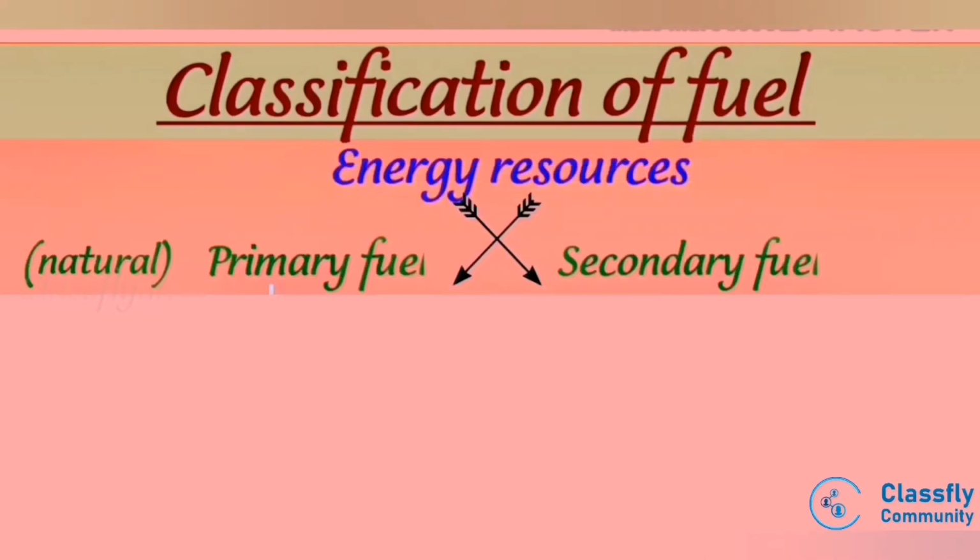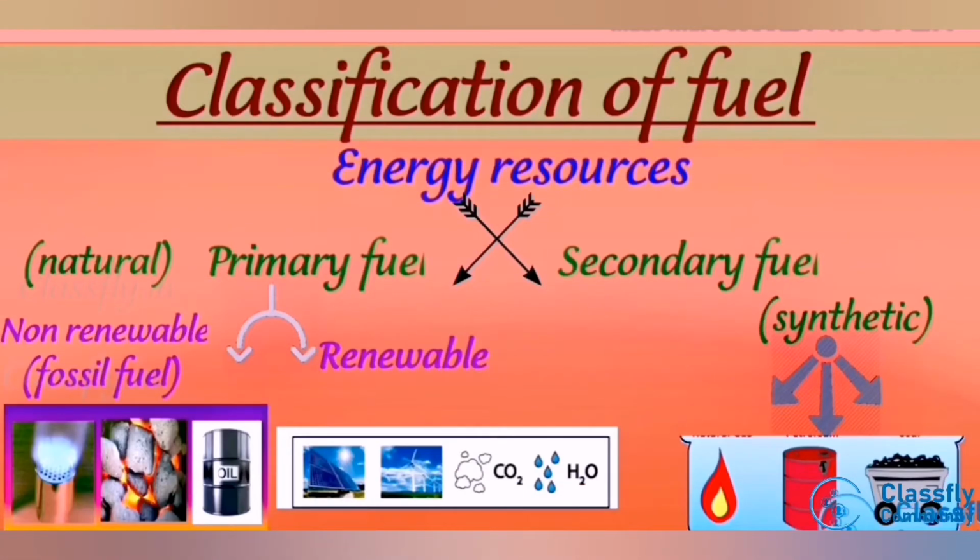Fuels are classified into two based on the energy source. First, primary fuel, that is natural fuel, and secondary fuel, that is synthetic fuel. Primary fuel is again divided into two. First, non-renewable, that is fossil. Second, renewable. The non-renewable examples are coal, petroleum, natural gas, and renewable examples are solar, wind, and biomass.